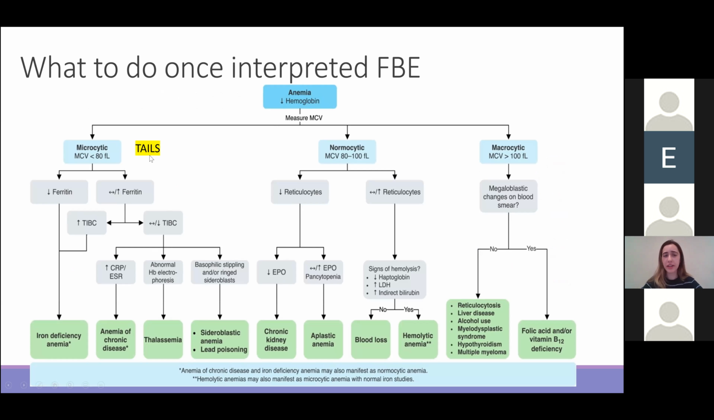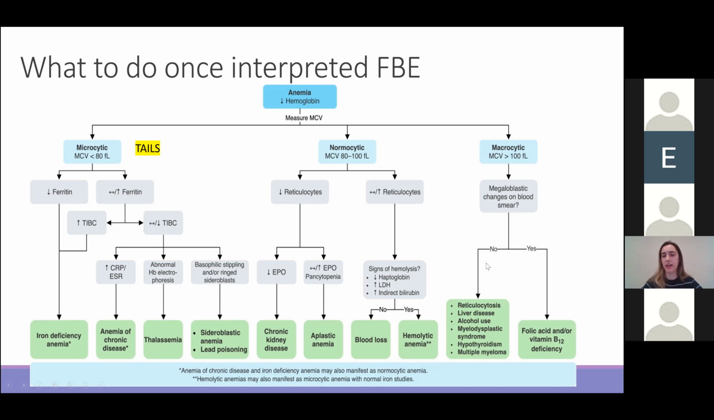TAILS is really the only acronym that I use for the causes of microcytic anemia. So thalassemia, anemia of chronic disease, iron deficiency, and then you've got lead and sideroblastic. If anyone ever asks you the cause of microcytic anemia, don't come straight out with lead poisoning. You should say iron deficiency anemia first. And then normocytic, we've gone through it, but you've got your chronic kidney disease, aplastic anemia, which is just failure of your bone marrow, blood loss, and hemolytic anemia.